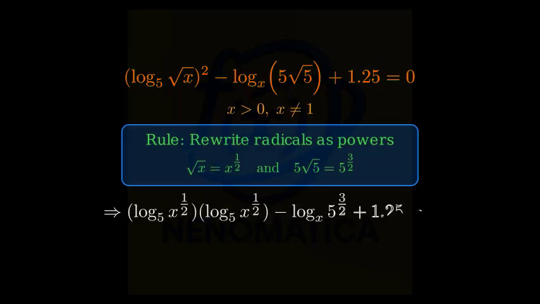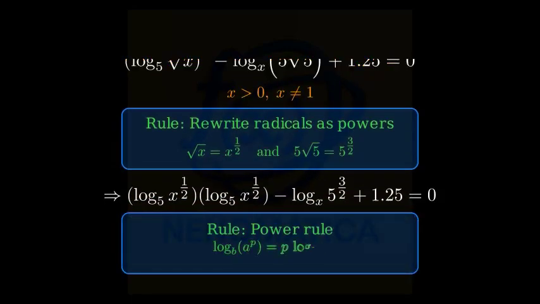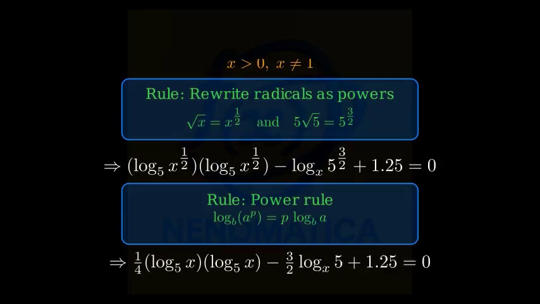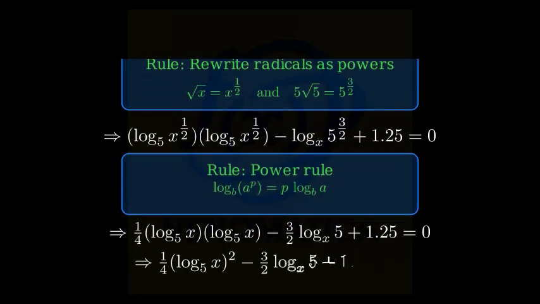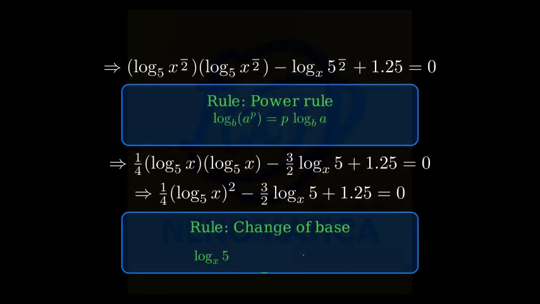Step 2. Use the power rule for logarithms. Log base b of a to the p equals p times log base b of a. Because of the square, 1/2 times 1/2 becomes 1/4. The exponent 3/2 comes out in front. Step 3. Combine the product of identical factors into a square. Step 4. Apply the change of base formula. Log base x of 5 equals 1 over log base 5 of x.